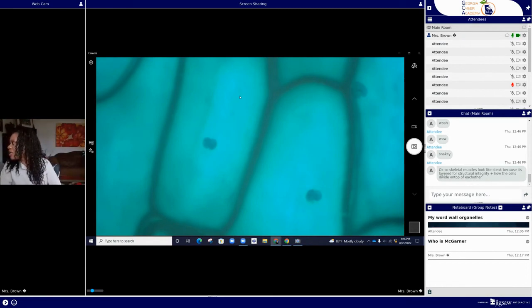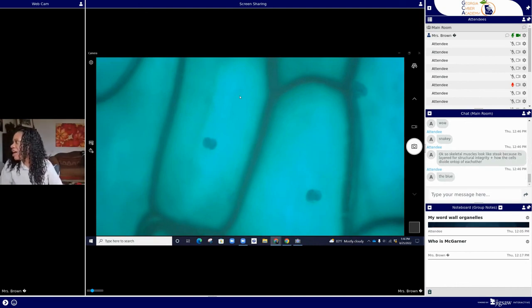So skeletal muscles look like steak because it's layered. And they divide on top of each other.